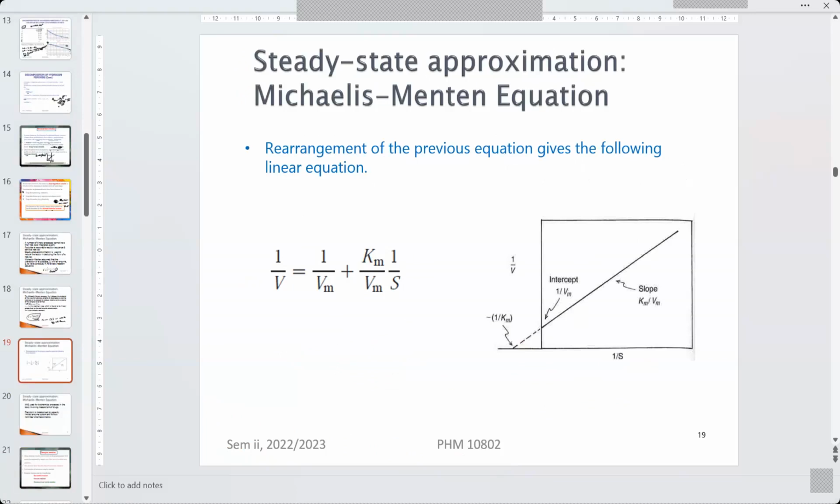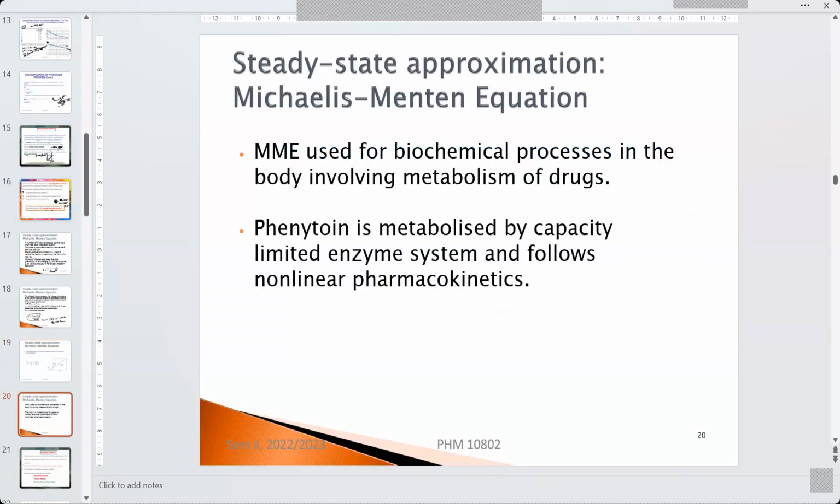Can we have a 5 minute break, or should I just complete this part about Michaelis-Menten and then we can have a break, okay?